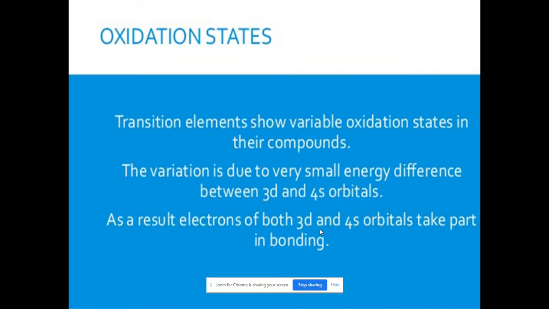The next property is oxidation states. As we all know, the total number of electrons that an atom either gains or loses in order to form the chemical bond with the other atom is known as oxidation state. Here, the transition elements show different variable oxidation states in their compounds. This is due to there being only a small energy difference between the 3d and 4s orbitals. As a result, the electrons of both 3d and 4s orbitals take part in the bonding.